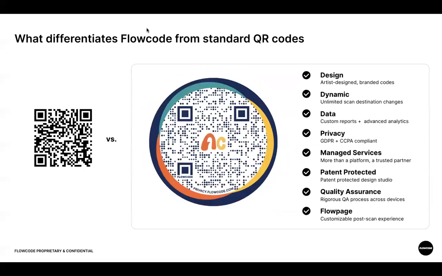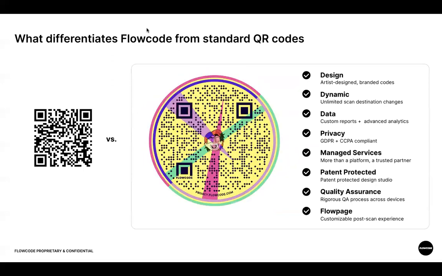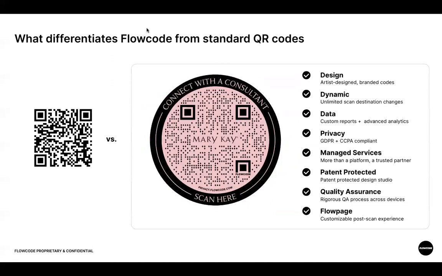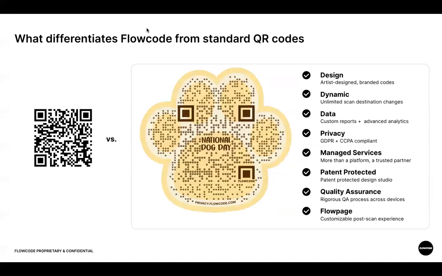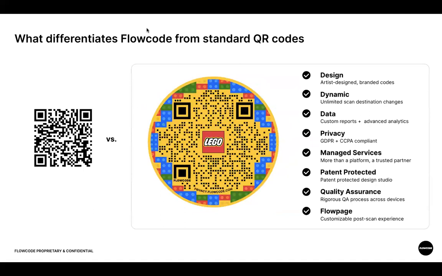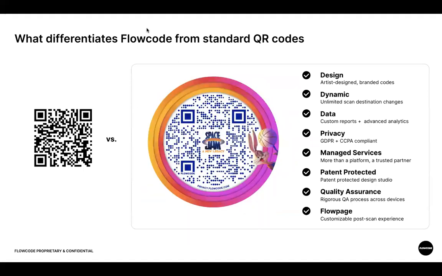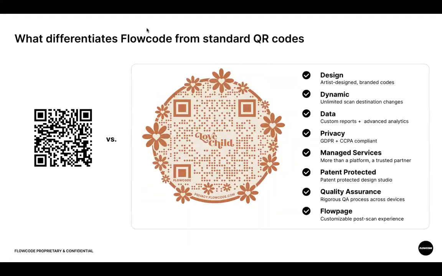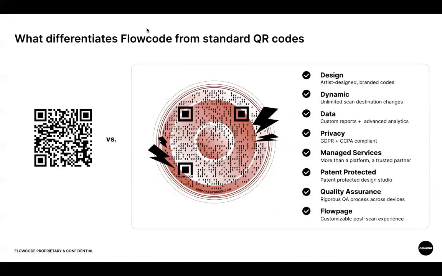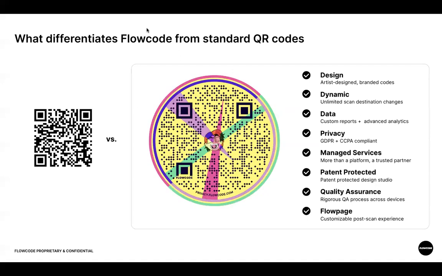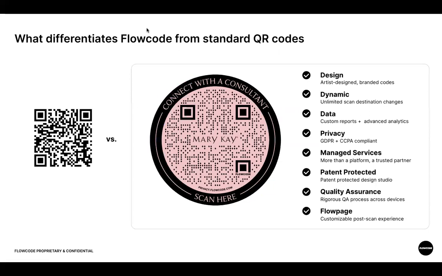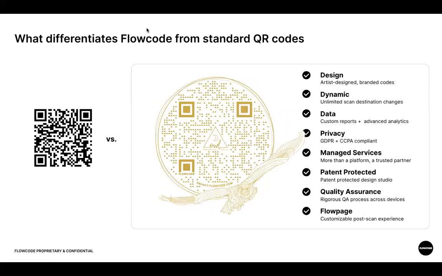Quality assurance. We test all of our codes across a variety of different devices, both iOS and Android, but also different years and models of operating systems, just to make sure that everything scans. We always recommend that anytime you are including a code, you test it and scan it before going to print or placing it on a digital screen to ensure that it scans for everyone.